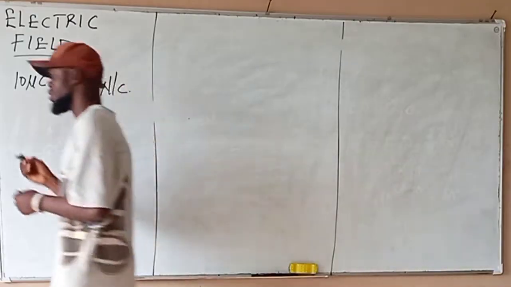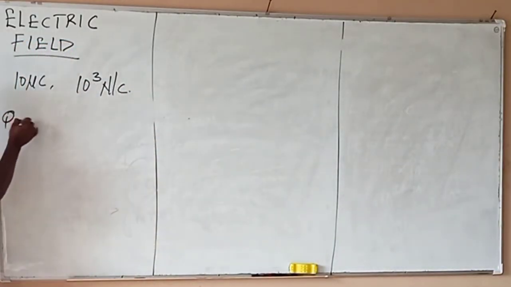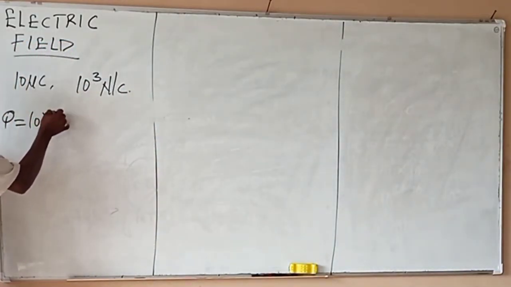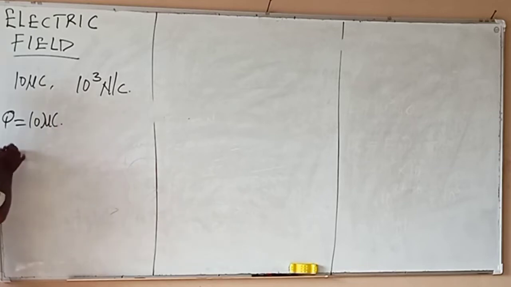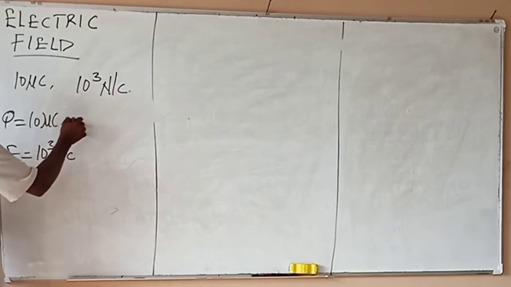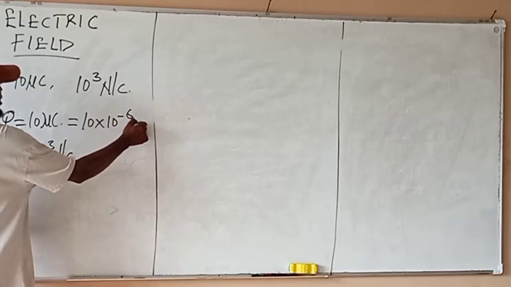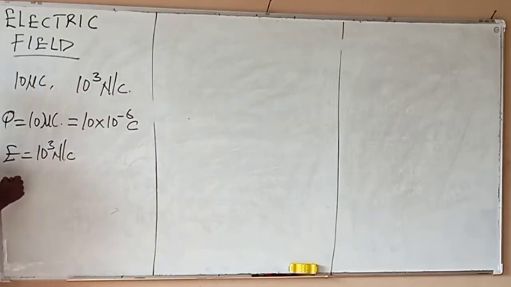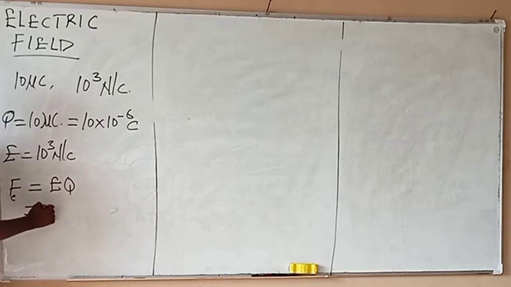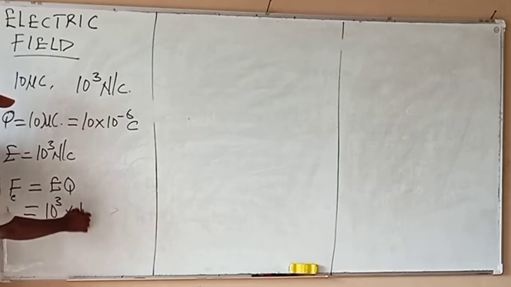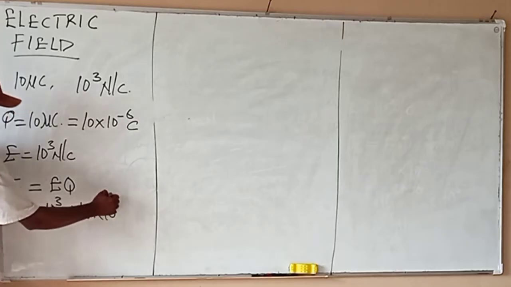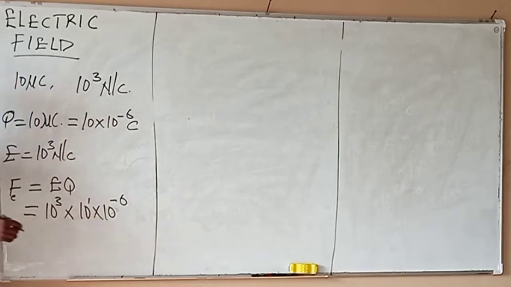So let's look at this question. Our charge here is equal to 10 microcoulomb. Then the electric field is equal to 10 raised to the power 3 newton per coulomb. So the charge is 10 times 10 to the power minus 6 coulomb, because micro is 10 to the power minus 6. Then F is equal to EQ, the electric force. E is 10 to the power 3, then Q is 10 times 10 to the power minus 6. Remember it's 10 to the power 1.